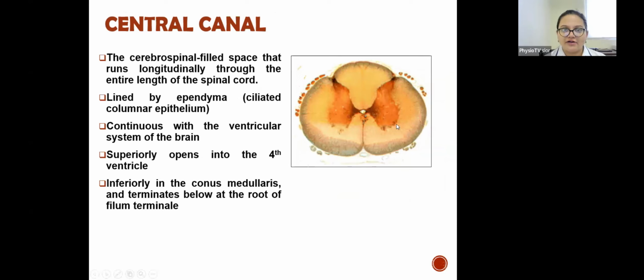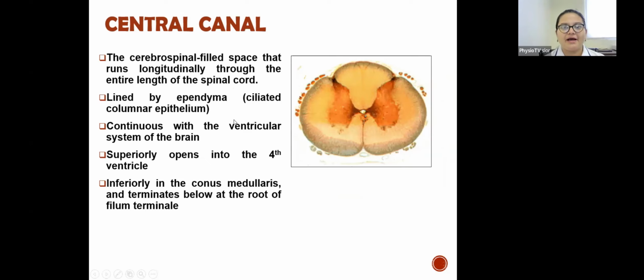Then let's talk about the central canal. Here, this is the central canal. It is a cerebrospinal fluid-filled space that runs longitudinally throughout the length of the spinal cord. So we talked about meninges and CSF. So where exactly is the CSF located? It is in the central canal.